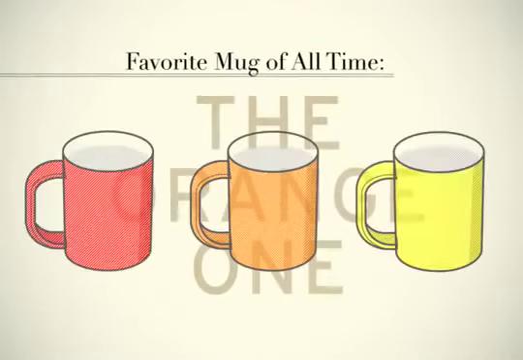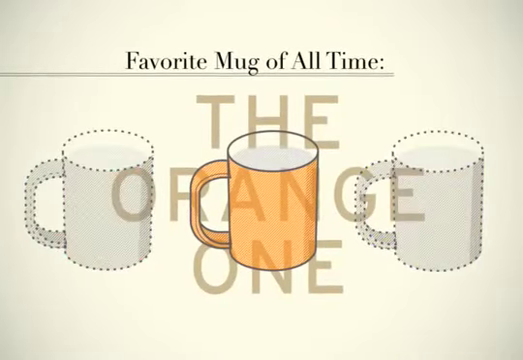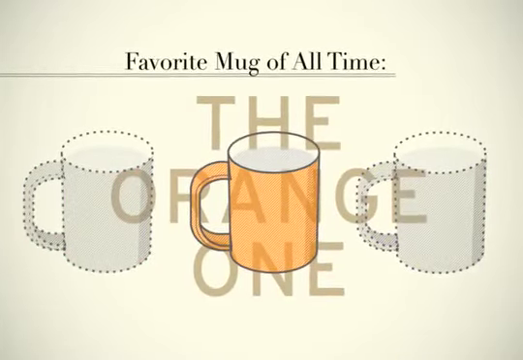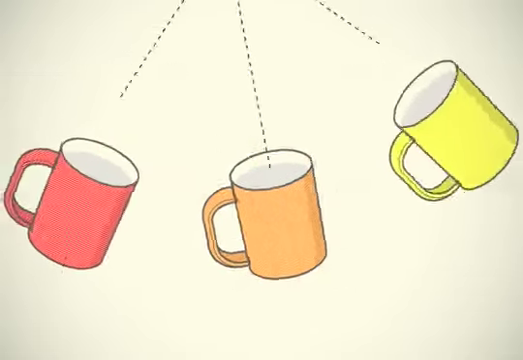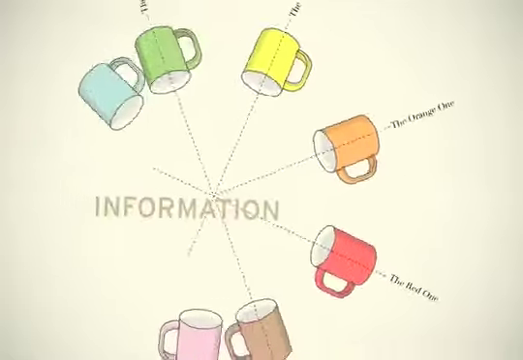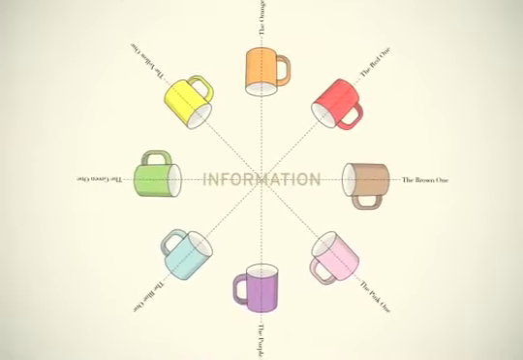But what if I were to say it's the orange one? Okay, now you know which one it was, because I've just communicated to you some information. You see, information is what allows us to confidently make a selection from a set of given or implied alternatives.